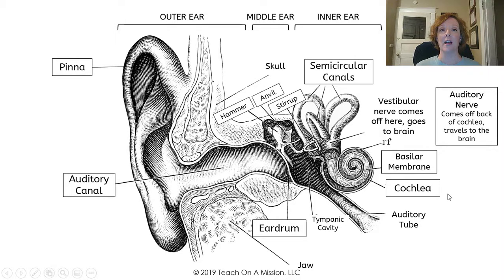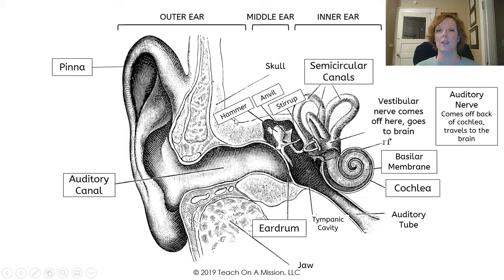Okay, here is the anatomy of the ear. So we'll start just like we did with the eye. We'll start from the left. So here is the outer ear, the outside part of the ear that you can see that is accessible to you. This outside part is called the pinna. And then as you start traveling into the ear, that is the auditory canal or the ear canal. Then you get to the eardrum. This is also called the tympanic membrane. And this is kind of the entryway into the middle ear.